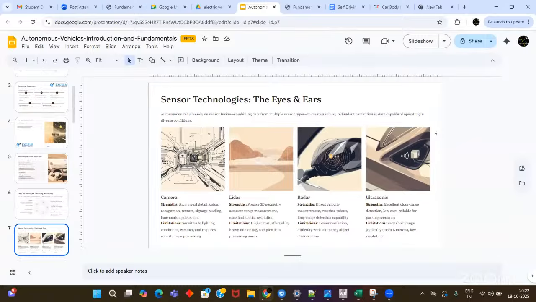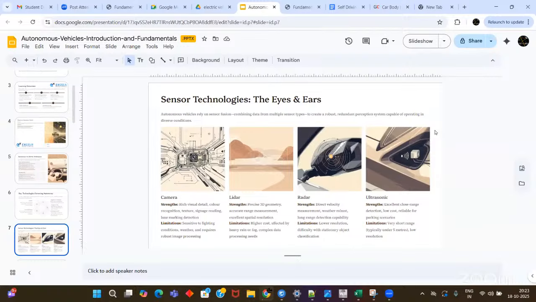Now comes the ultrasonic sensor. Its strengths are excellent close range detection, low cost, and reliability for parking scenarios. Ultrasonic is a ray, so how far the ray can travel is dependent on the accuracy of the data and what it can provide. The limitations are very short range, typically under 5 meters, and low resolution.